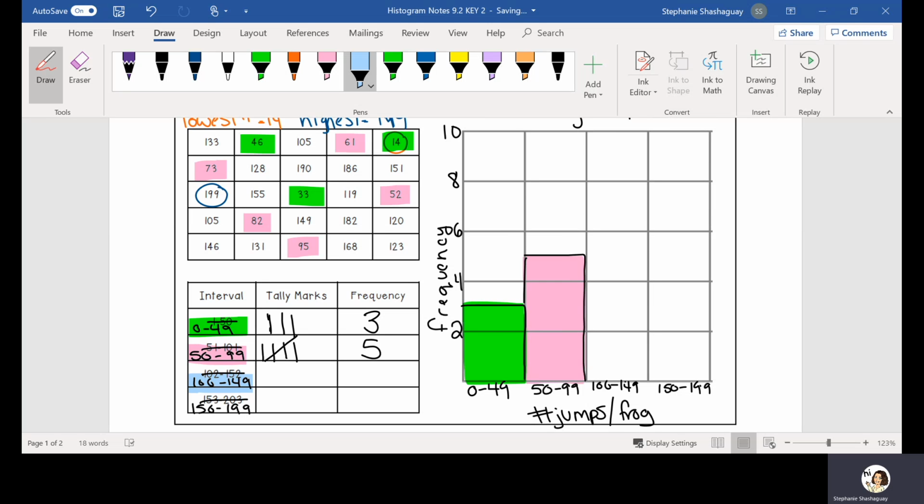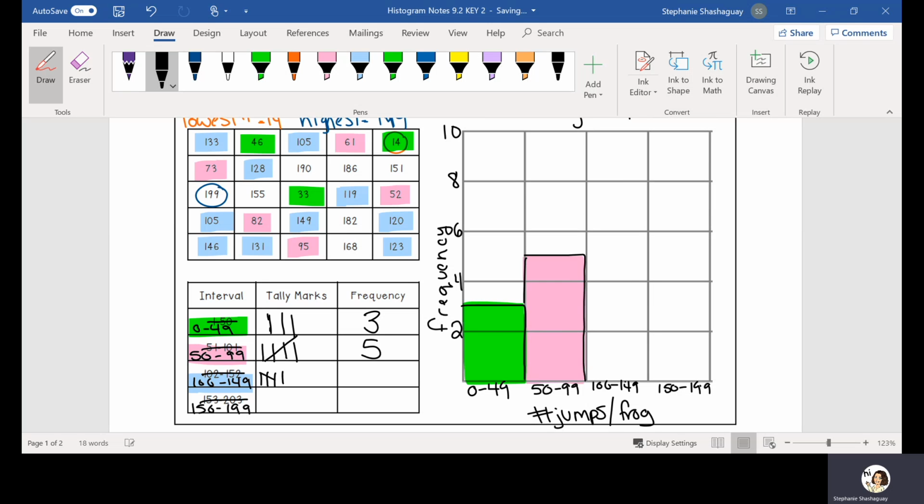So all of the numbers that fall into that interval, we have 133, 105, 128, 119, 105, 149, 120, 146, 131, and 123. So total, I had 1, 2, 3, 4, 5, 6, 7, 8, 9, 10. So I had 10 numbers.